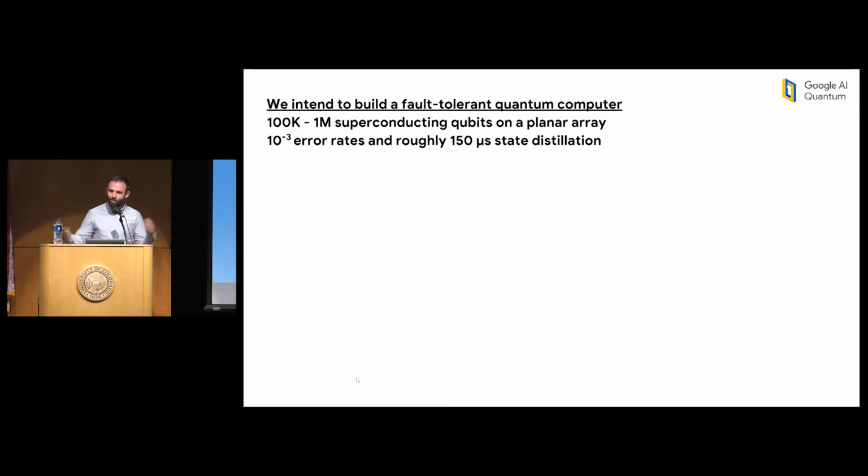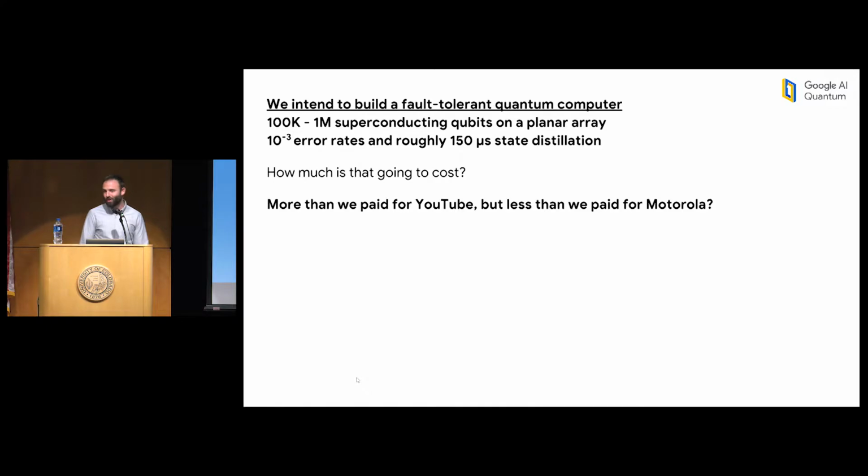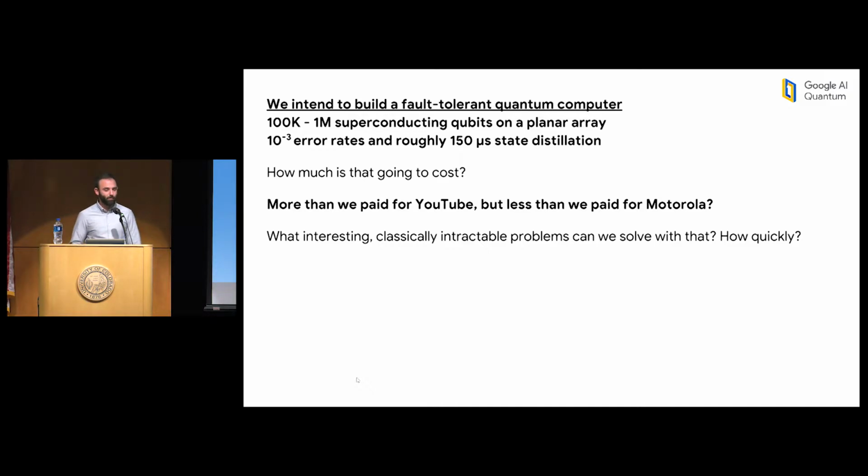And so, a common conversation is we tell this to executives at Google who inevitably respond with some question like this: how much is that going to cost? And of course, we don't really know the answer, probably a lot. And eventually the conversation turns instead into this, which is, okay, well, what interesting, classically intractable problems could you solve with that? And how quickly could you solve them?